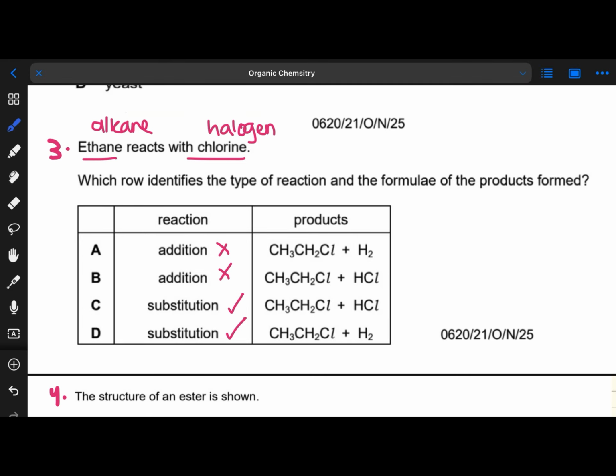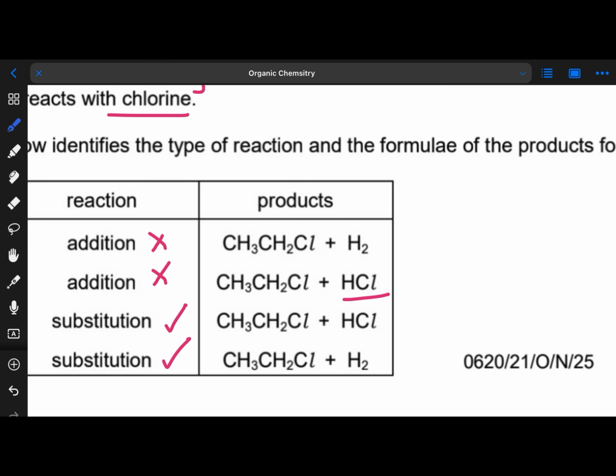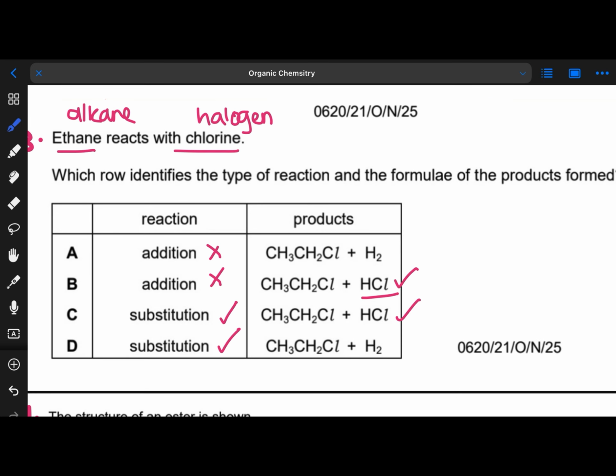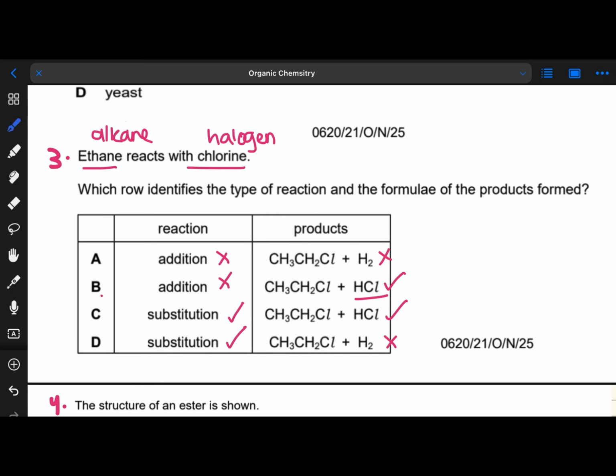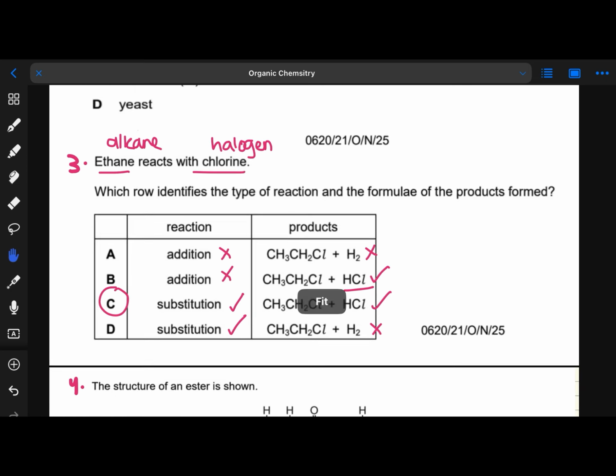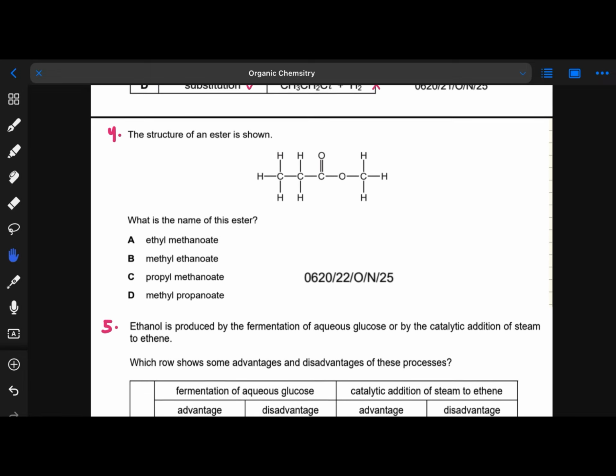Now, the second product of a substitution reaction is always the hydrogen halide. Here, hydrogen chloride is an example of a hydrogen halide, and therefore this is our correct answer. The second product of a substitution reaction is not hydrogen. So the right answer here is C. Alright, so now let's move on to question number 4.